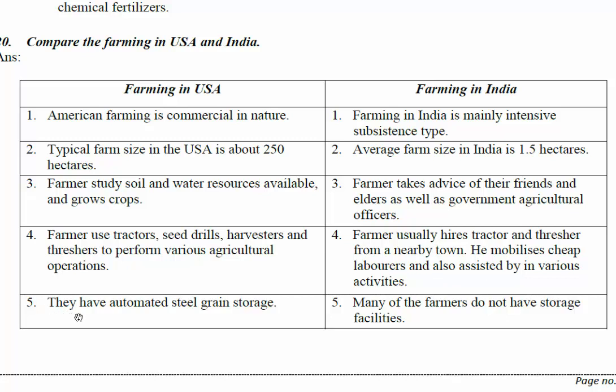USA has automated steel grain storage. Many of the farmers in India do not have storage facilities. Okay, so that's the disadvantage. Let's go to the next one.